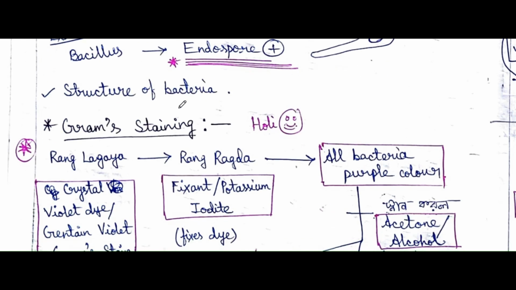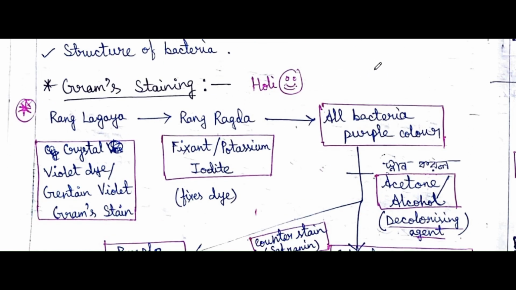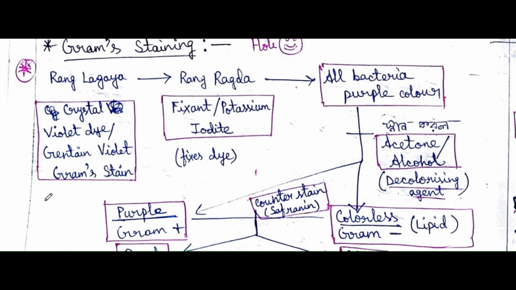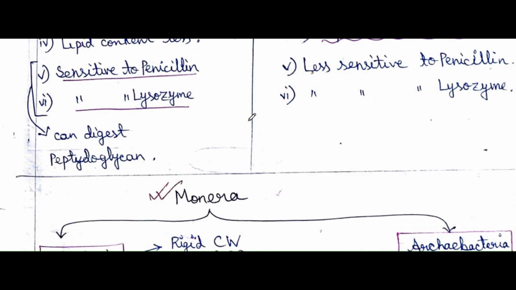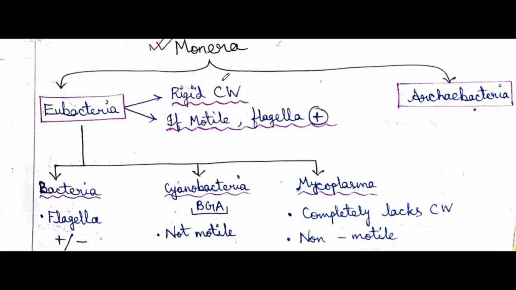Here the gram staining topics are mainly out of NCERT, but if you want to read, you can read. I will share if you need. Then we will learn about the classification of Monera. Monera are divided into two main parts. They are eubacteria and archaebacteria. We will learn about the archaebacteria later.